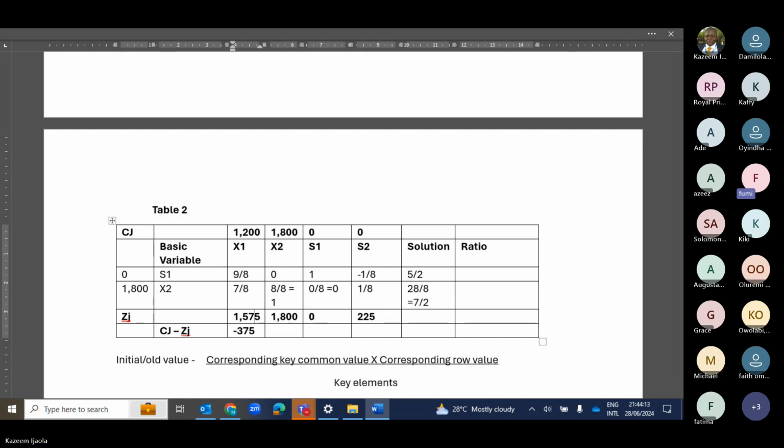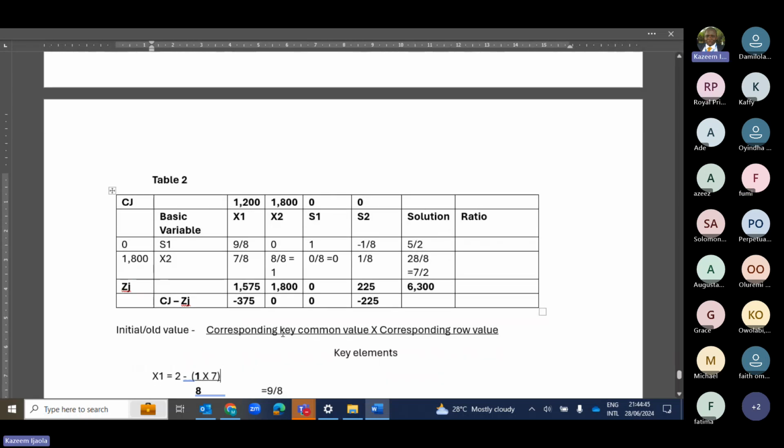Am I correct? Minus 375. Yes. You do the same for these ones too. Is this 65 or 63? It's 63. You can try it: 0 times this, then 1/8 times 7 divided by 2. That should give you 63. So this one, 1/8 minus 1/8 is 0. Then this one, 0 minus 0 is 0. Here is minus 225. You can see it is in table 2 that we arrive at our optimal solution. So we are done with the question actually.